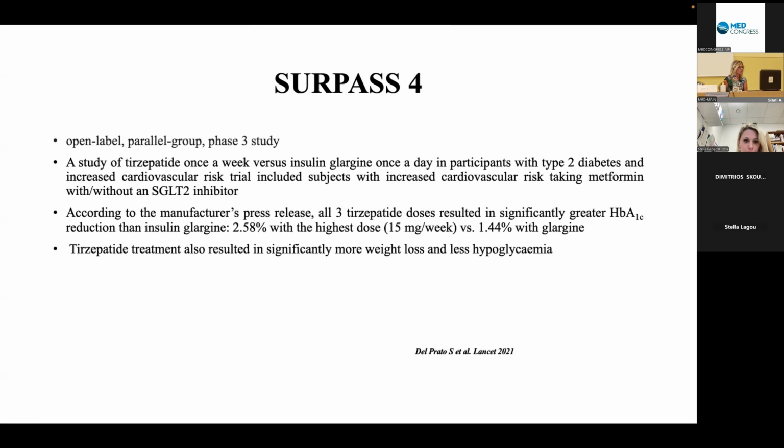Following to SURPASS-4, this clinical trial studied tirzepatide once a week versus insulin glargine in participants with type 2 diabetes and increased cardiovascular risk, and taking metformin with or without an SGLT2 inhibitor. According to the press release, all 3 tirzepatide doses resulted in significantly greater HbA1c reduction than insulin glargine. Tirzepatide treatment also resulted in significantly more weight loss and less hypoglycemia.